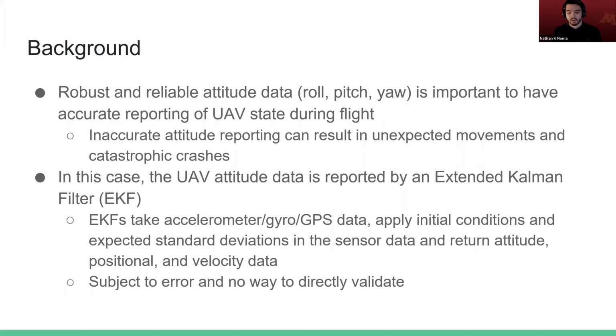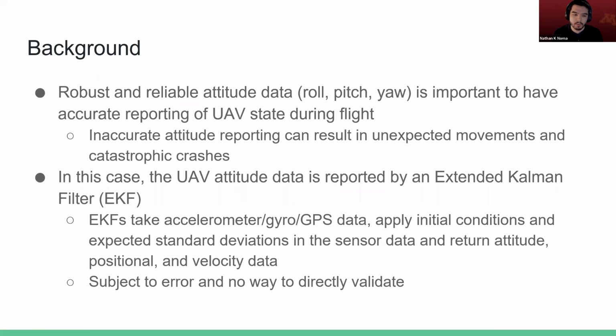So some background for why this is important. Robust and reliable attitude data, otherwise known as roll, pitch, yaw, is important to have for accurate reporting of UAV states during flight. When you have an aircraft, it's of the utmost importance to have a good idea of what its behavior is and what to expect it to do when doing certain maneuvers, especially with automatically generated flight missions. And so we wanted to find a way to verify or further improve current control technologies to make sure that the avionics were as robust as possible.